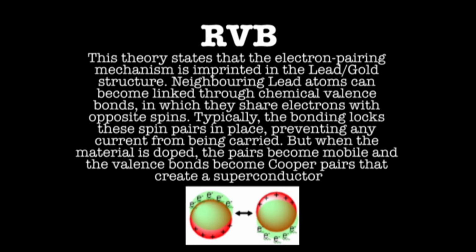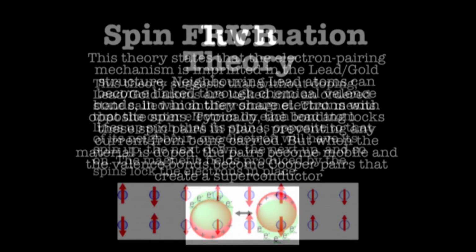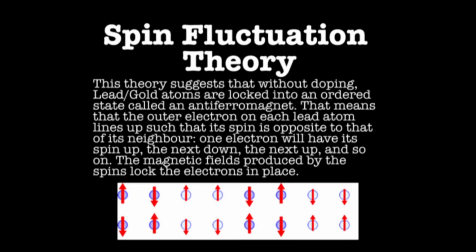The first is the resonating valence band theory. This theory states that the electron pairing mechanism is imprinted in the lead-gold structure. Neighboring lead atoms can become linked through chemical valence bonds, in which they share electrons with opposite spins. Typically, the bonding locks these spin pairs in place, preventing any current from being carried. But when the material is doped, the pairs become mobile and the valence bonds become Cooper pairs that create a superconductor.